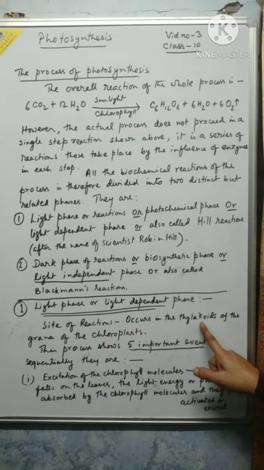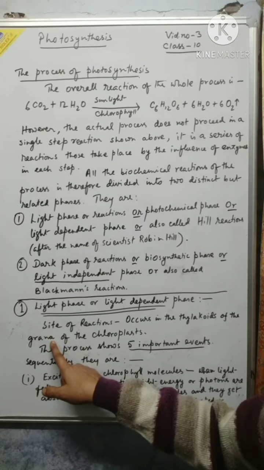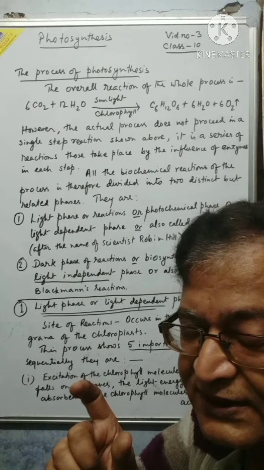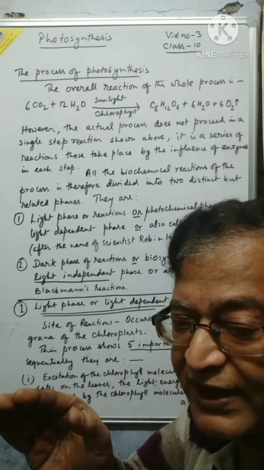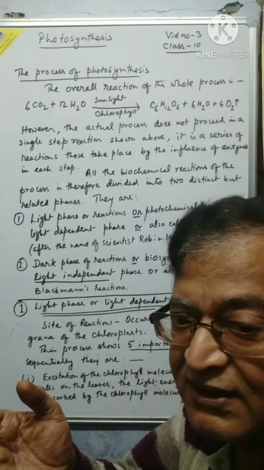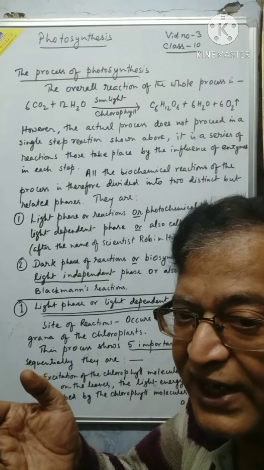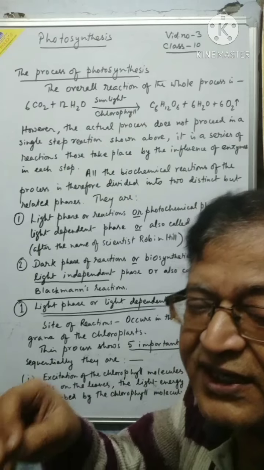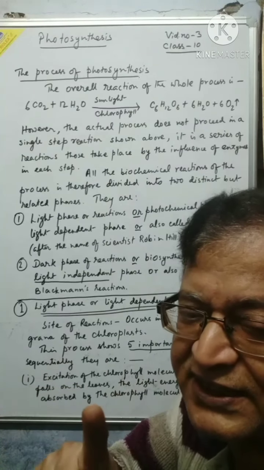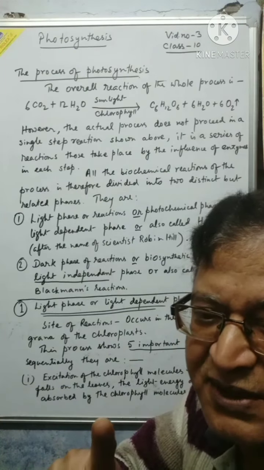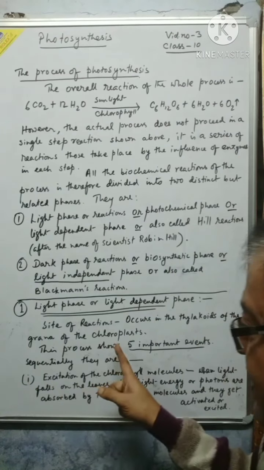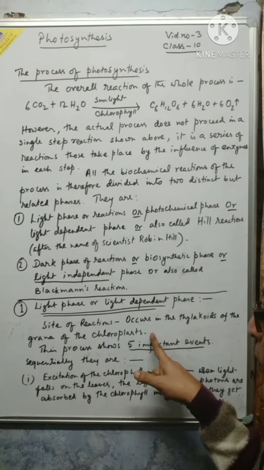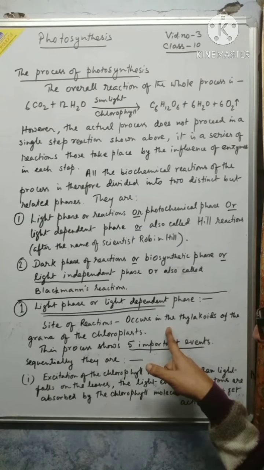Occurs in the thylakoids of the grana of the chloroplasts. In the thylakoids, you have seen the parts inside which the quantasomes are there, where chlorophyll is actually located. That is the reaction site. You have seen it in the previous study material video. So this process takes place in chloroplasts, in the grana.